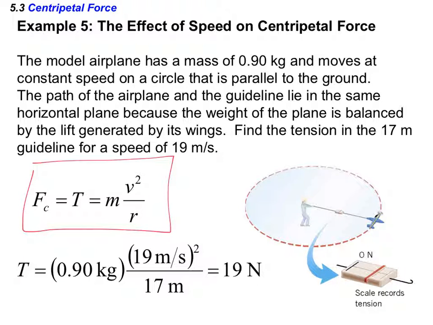We can set it equal to mv squared over r, use our numbers to say that the magnitude of that tension has to be 19 newtons, because this thing is moving at 19 meters per second and there is a radius of 17 meters. If we were to increase this speed, that would increase the centripetal force, which in this case is the tension. If we were to decrease the speed, it would decrease the centripetal force. Same thing, we can affect it by changing the radius. The bigger the radius, the smaller the force. The smaller the radius, the bigger the force.